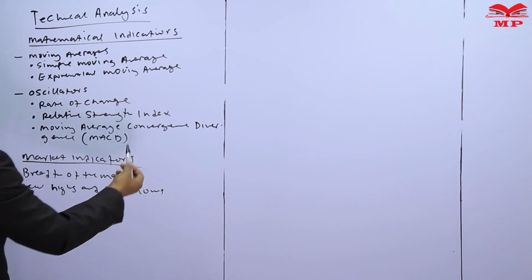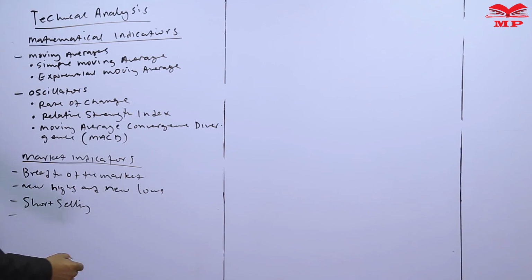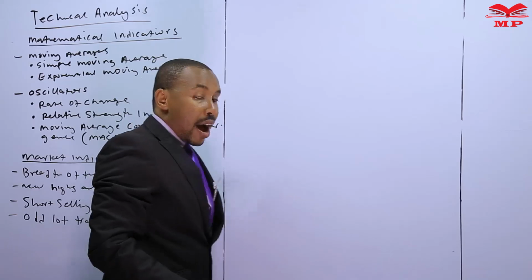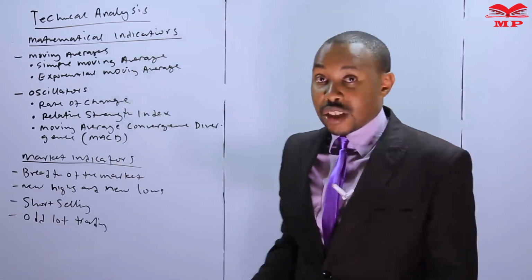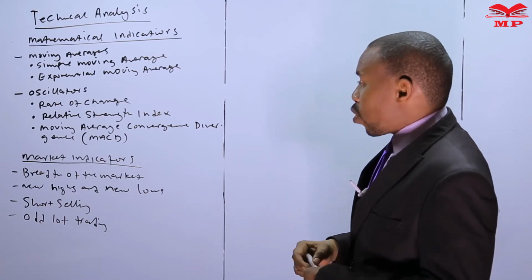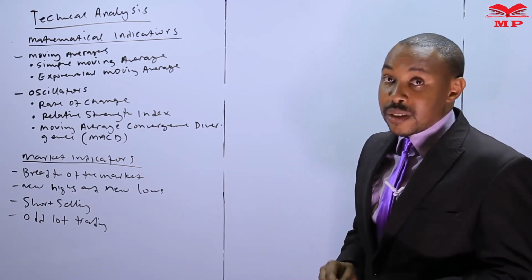Now, we will also move ahead and look at short selling, and we will conclude this topic by looking at odd lot trading. These indicators are important for technicians because they are the ones that guide them to make very critical decisions as to whether to buy a security or sell a security.